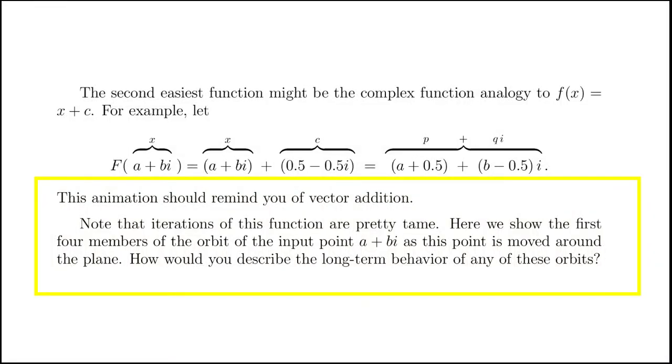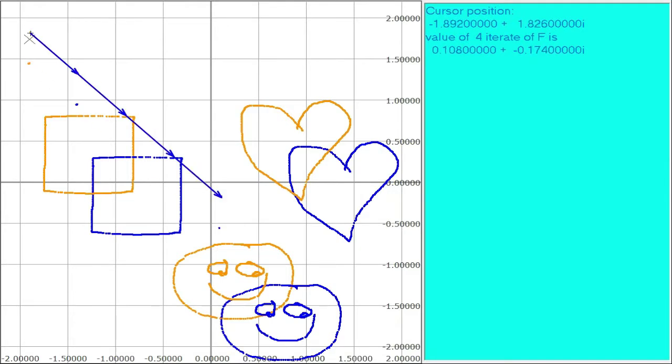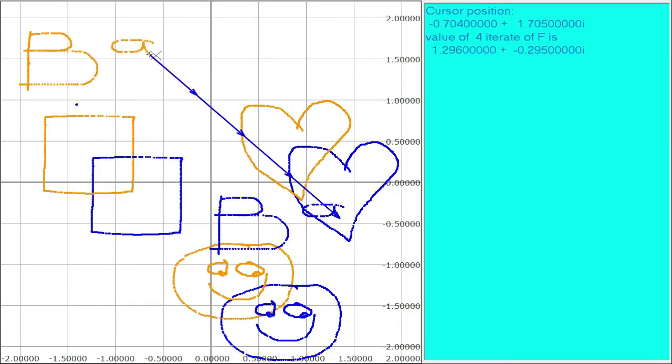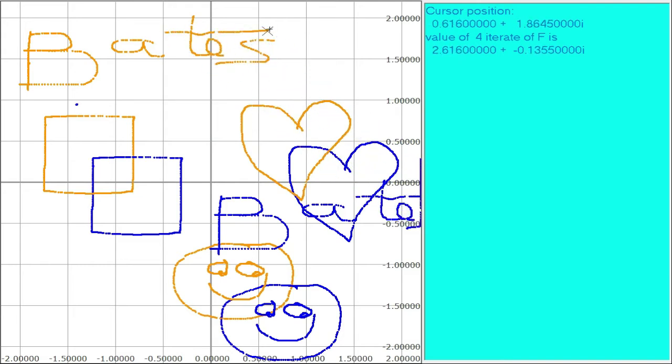The previous animation should remind you of vector addition. Note that iterations of this function are pretty tame. In the next animation, we show the first four members of the orbit of the input point a plus bi as this point is moved around the plane. How would you describe the long-term behavior of any of these orbits? Note there are four arrows on the way from a point a plus bi to its fourth iterate, representing the process of moving over by a half and down by a half 4 times in a row.